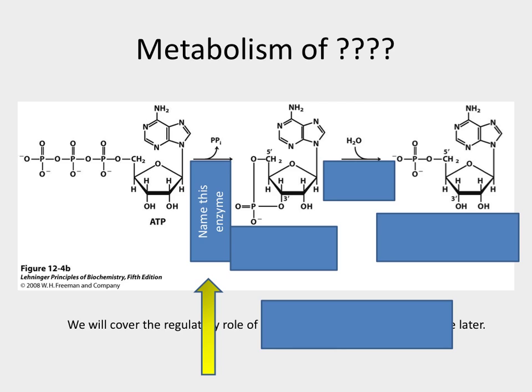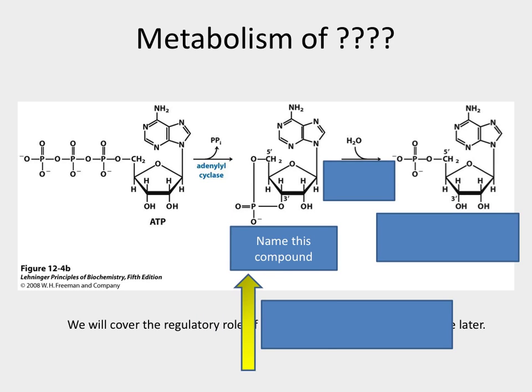Okay, and so this enzyme that takes ATP is none other than adenylyl cyclase. Don't overthink it, because this should make sense now. It takes ATP, which is an adenylyl group, and it cyclizes it. It makes it cyclical. That's why it's called adenylyl cyclase.